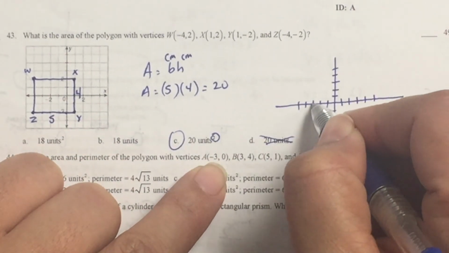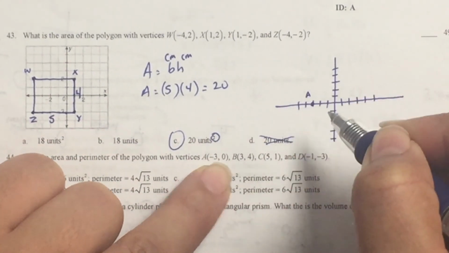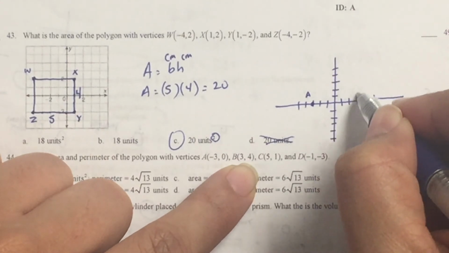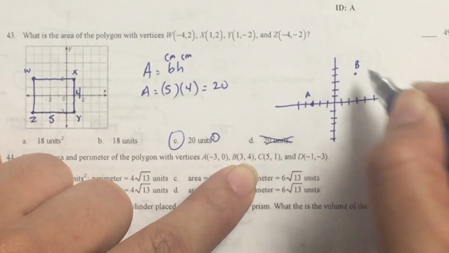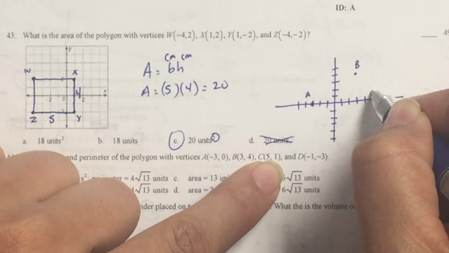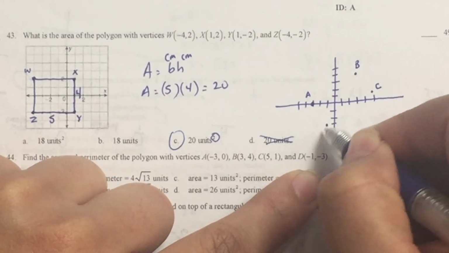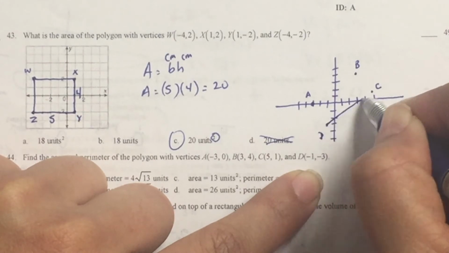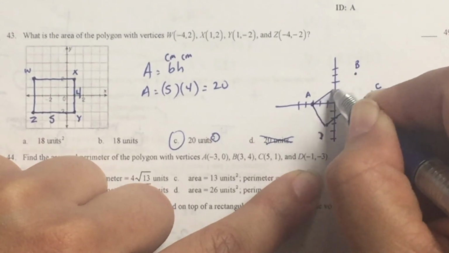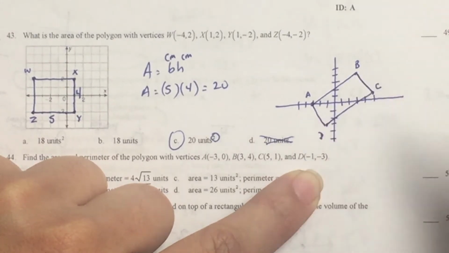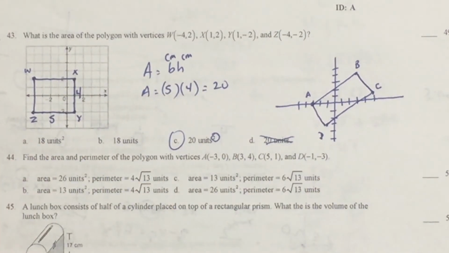So (-3, 0) is A. (3, 4) is B. (5, 1) is C. (-1, -3) is D. So this looks like a rectangle. All right, that looks like a rectangle.